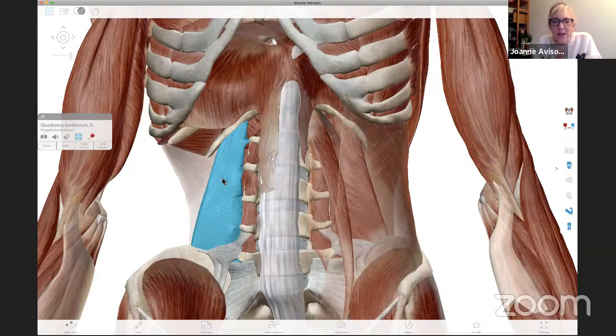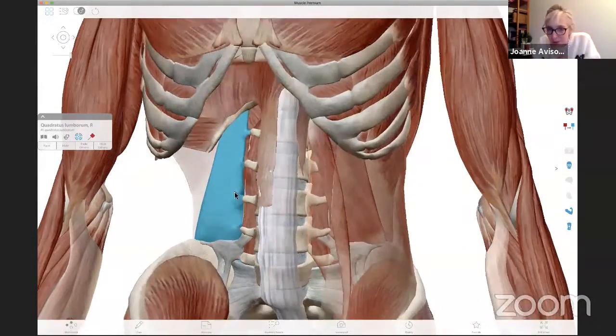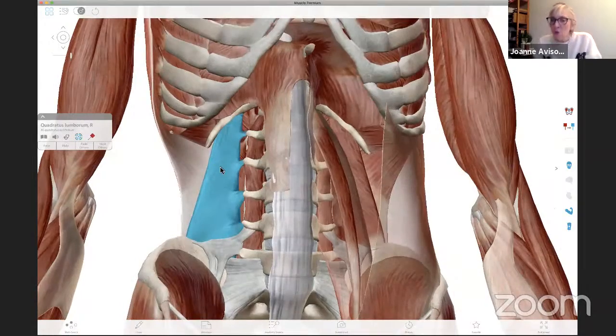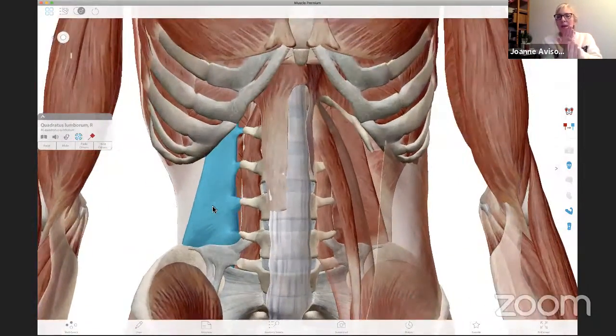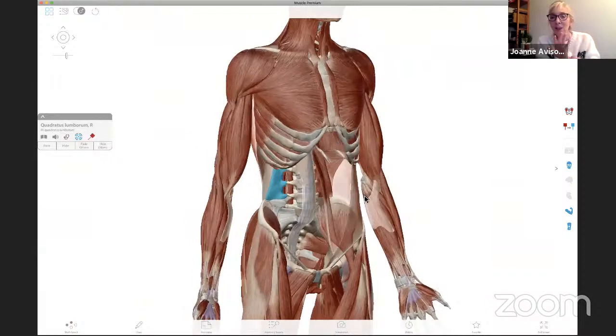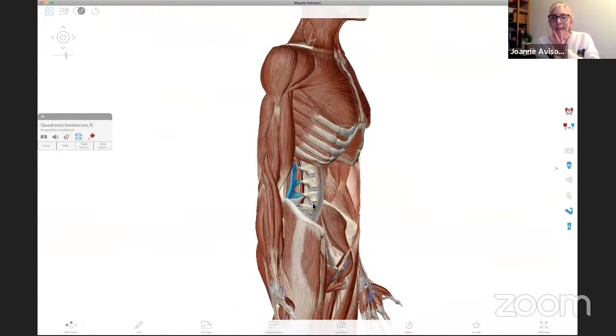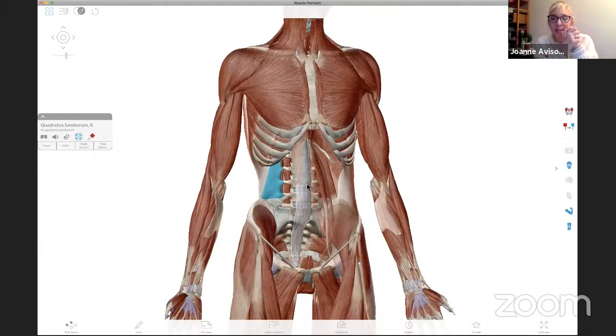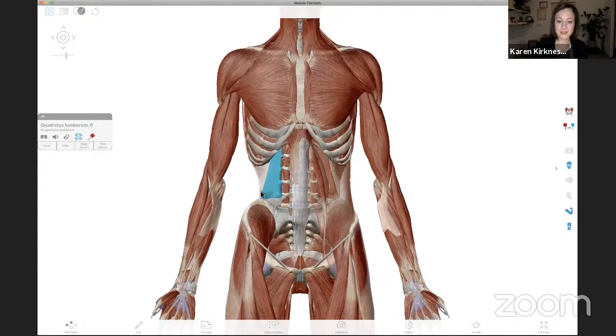Something happens with these pictures. It's quite remarkable. You lose the sense of how much space the spine takes up in the lower abdomen, and you gain the sense of how huge the QL is, when in actual fact it's a bit the other way around.